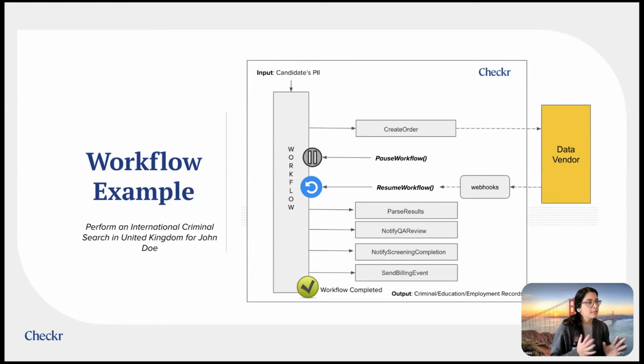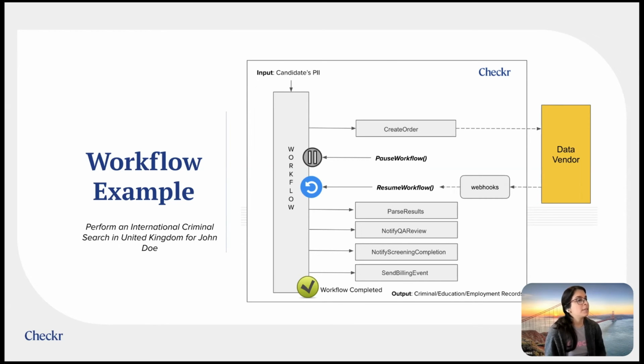So all screenings at Checkr, not only international ones, can now be defined as a group of activities that are required to complete an investigation process. Let's say we're performing an international criminal search in the UK for John Doe. As the input of this workflow, we're expecting the candidate's personal information, and as an output, we expect records or no records. It depends on the type of search that we're running. We can be running criminal, education, or employment searches, and depending on the type of search, we're going to expect criminal records, education records, or so on.